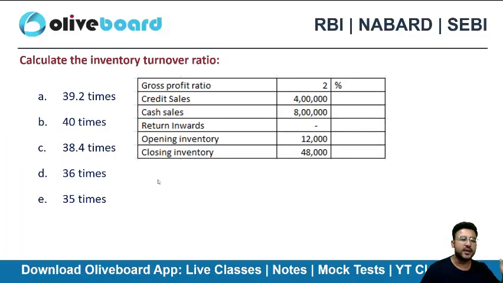Next is your inventory turnover ratio. Now, what is the formula to calculate inventory turnover ratio? Anyone? Any idea about the formula to calculate your inventory turnover ratio? How quickly you are able to turn your inventory is the meaning of inventory turnover ratio. What is the formula? Anyone?